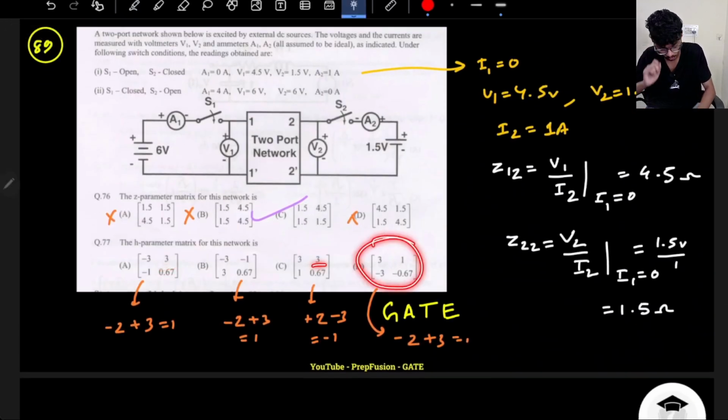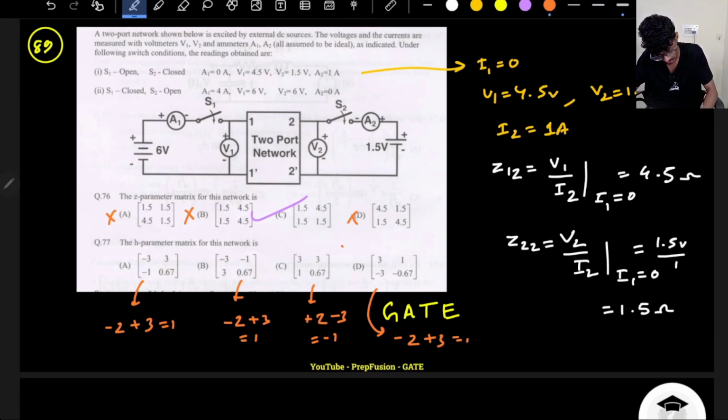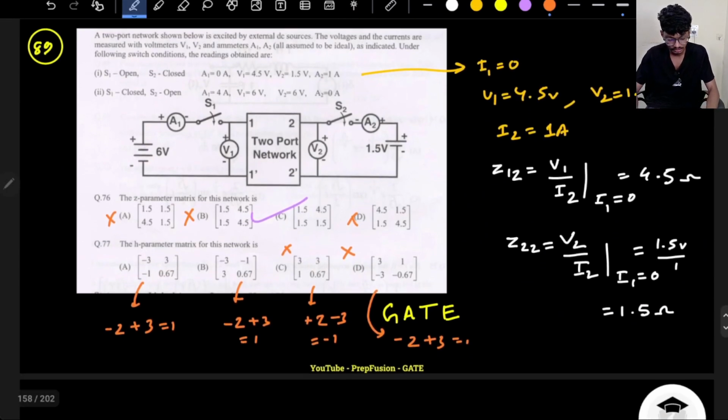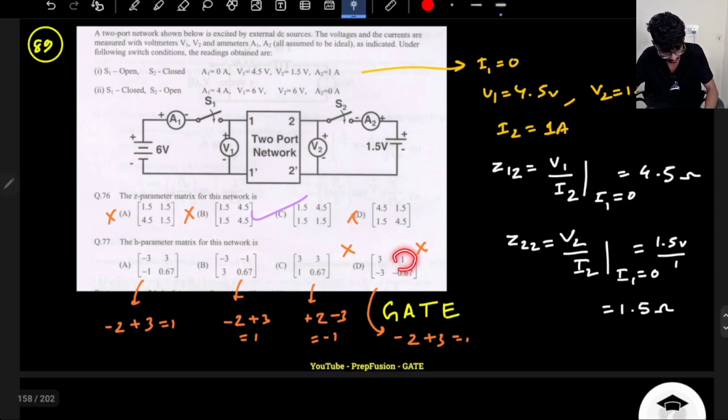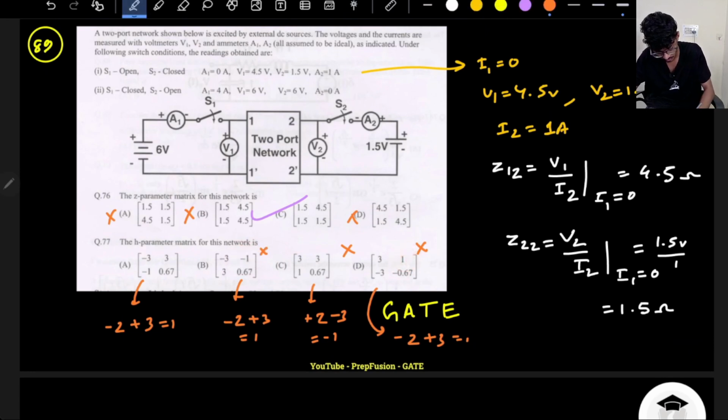So this is automatically eliminated. So this and this are automatically eliminated. Only these are the two possible. Okay, sorry, not this as well. It should be 3, right? This is also eliminated. This is anyways eliminated because the determinant is not 1. This is also eliminated because H12 must be 3. This is also eliminated because H12 must be 3. So only on this option H12 is 3. Let us verify it even further.